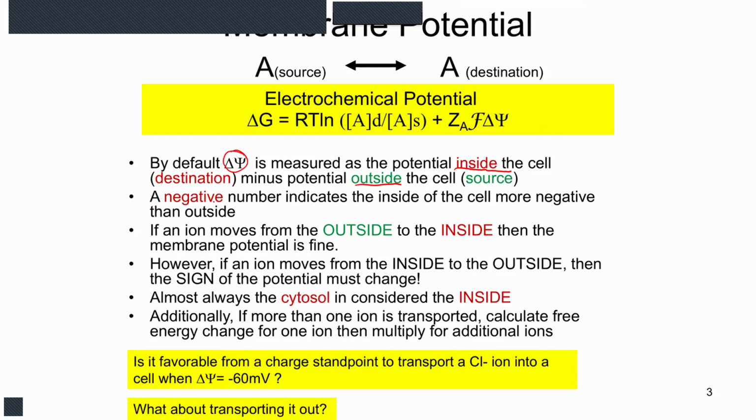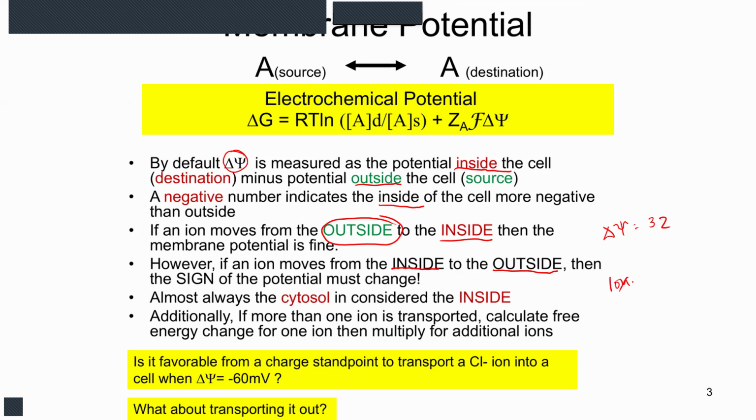Now, with that in mind, a negative value indicates the inside of the cell is more negative than the outside of the cell. If an ion moves from the outside to the inside, then the membrane potential is fine. What that means is that if you're prompted with the membrane potential delta psi is positive 32, and it says that is fine, that means you do not change that value. If an ion moves from the inside to the outside, however, then the sign of the potential must change.